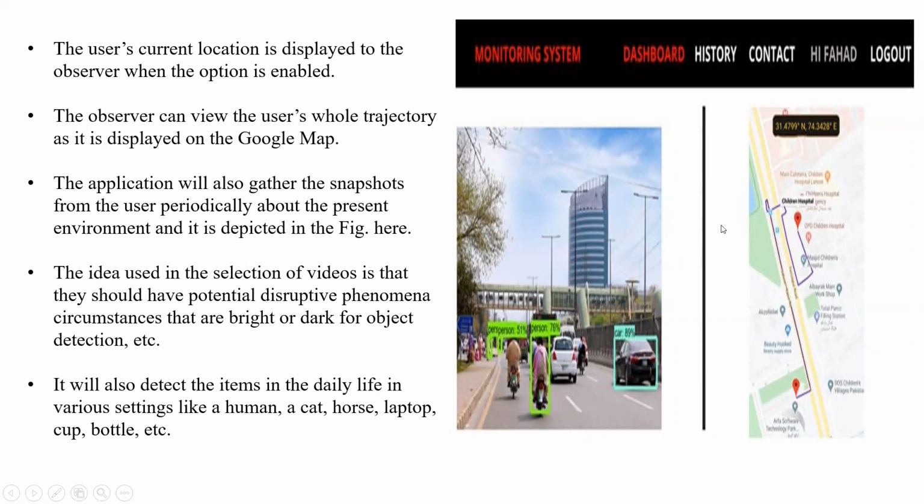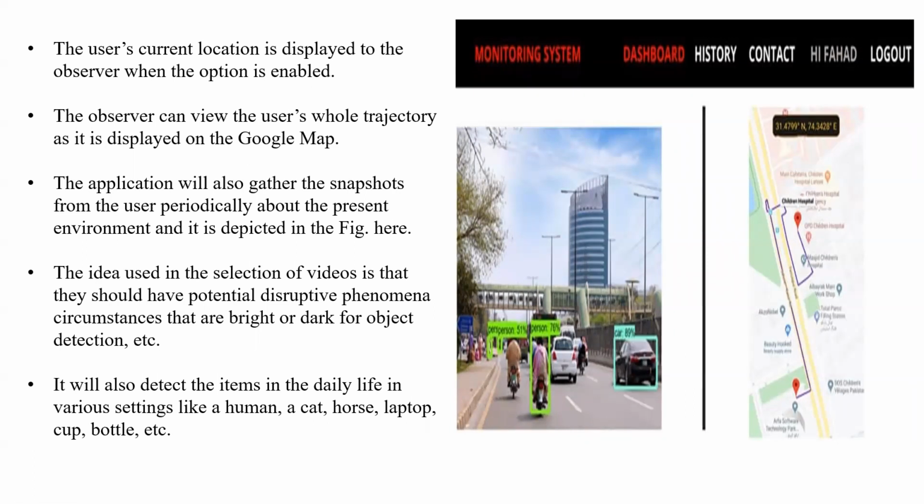The observer can view the user's whole trajectory as it is displayed on the Google Map. The application will also gather snapshots from the user periodically about the present environment, and it is depicted in the figure here. The idea used in the selection of videos is that they should have potential disruptive phenomena, circumstances that are bright or dark for object detection, etc.